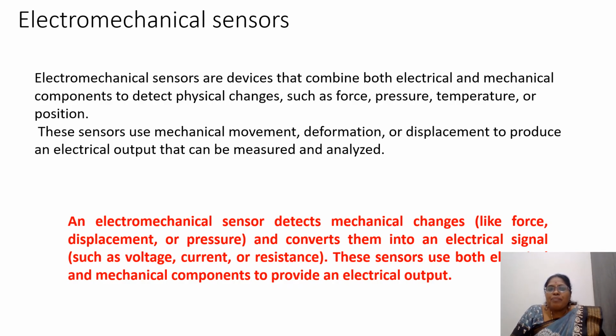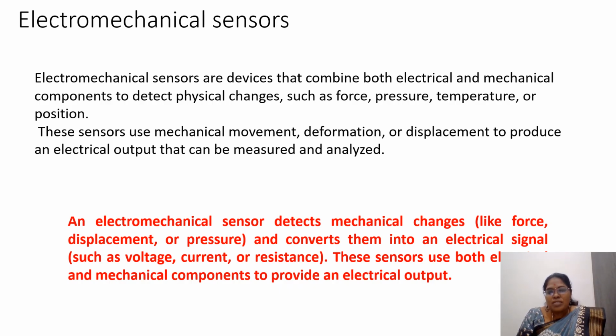These sensors use mechanical movement, because it is an electromechanical sensor, right? Mechanical movements or deformation or a displacement. Based on this, it will produce some output as an electrical output. That electrical output only we are going to measure and use for analysis. So I can define an electromechanical sensor as one that detects mechanical changes, let it be a force, displacement, or pressure, and converts them into an electrical signal.